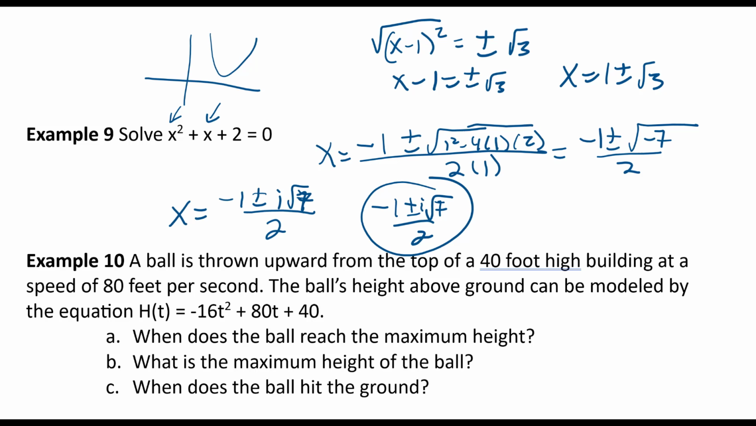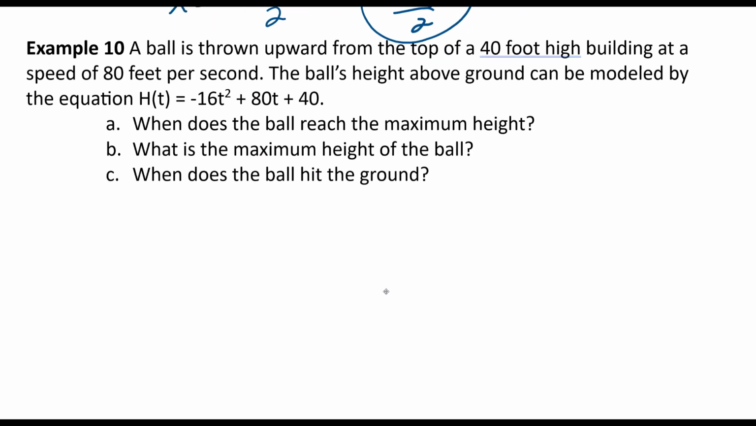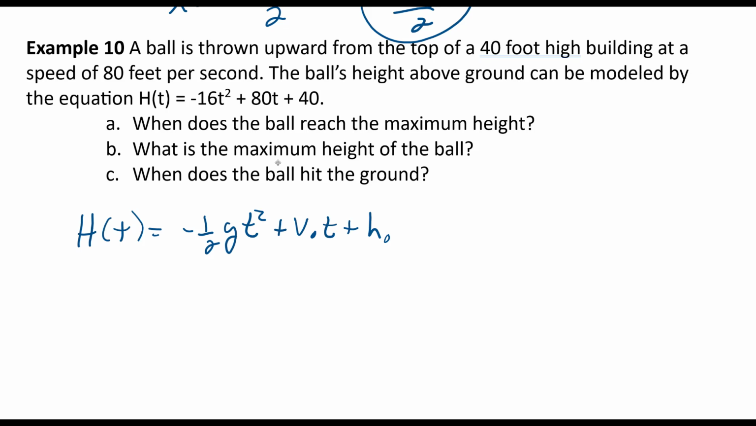Okay, our last problem is an application problem. Pretty fun. A ball is thrown upward from the top of a 40-foot high building at a speed of 80 feet per second. The ball's height above the ground can be modeled by this equation. So, by the way, this general formula, height at time t, is equal to negative 1/2 g t squared plus v naught t plus h naught. And I don't think it's in your book, but I just want to give that to you.